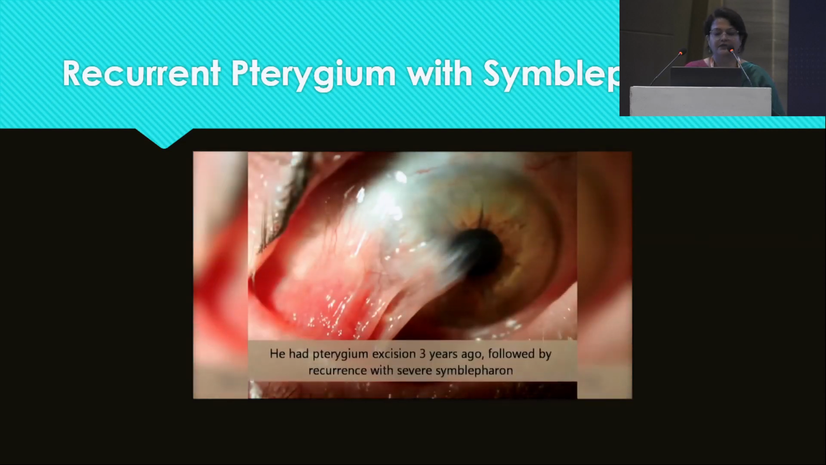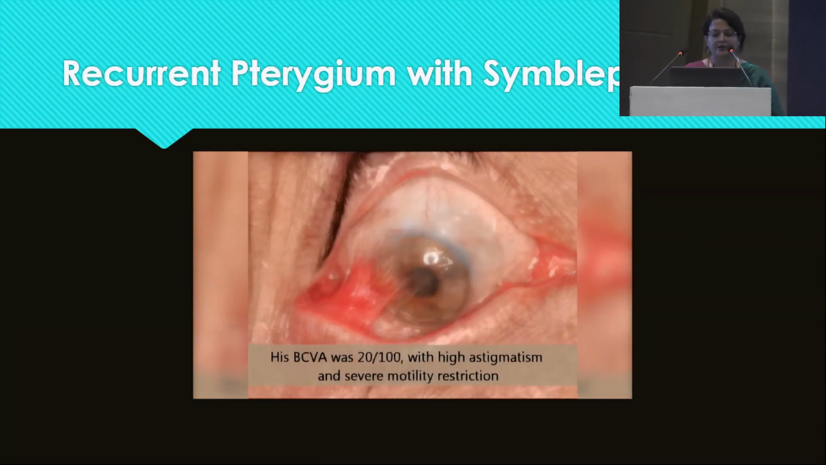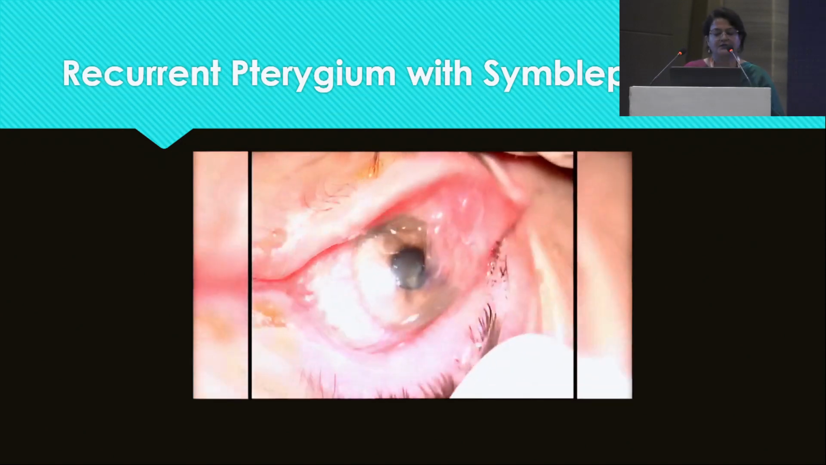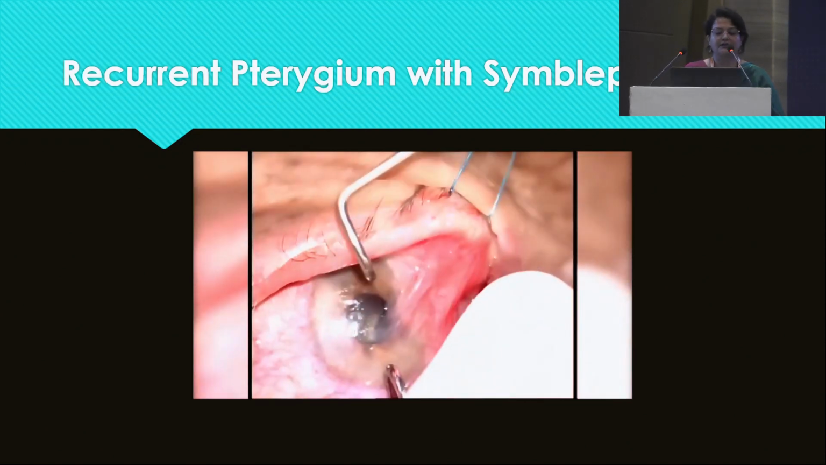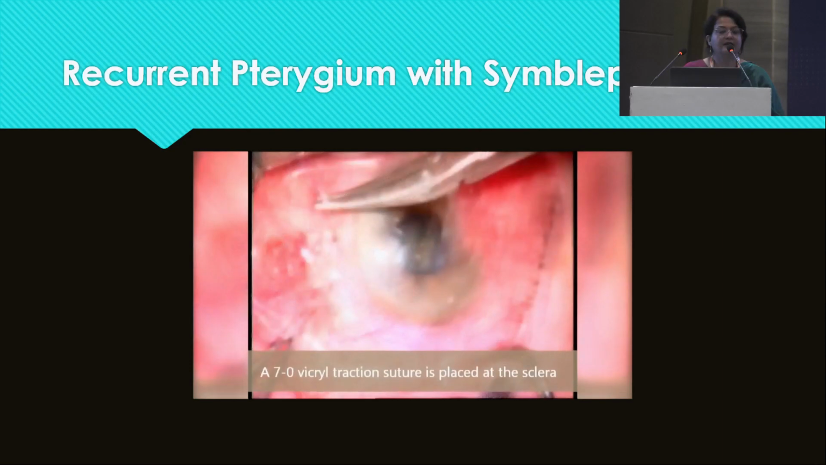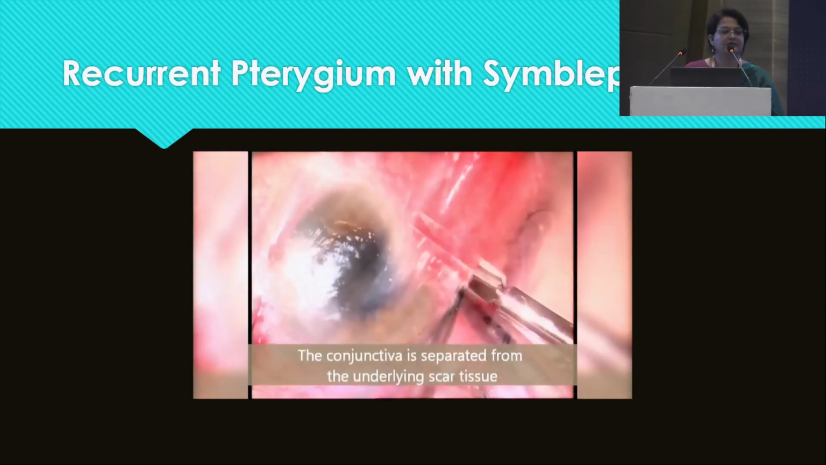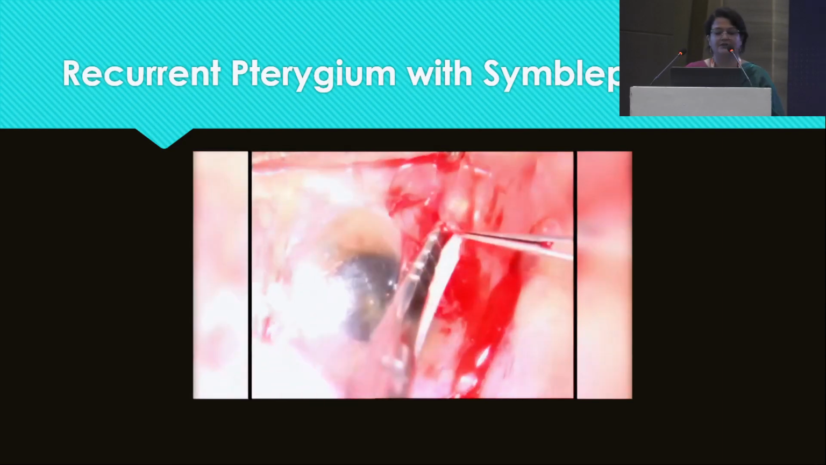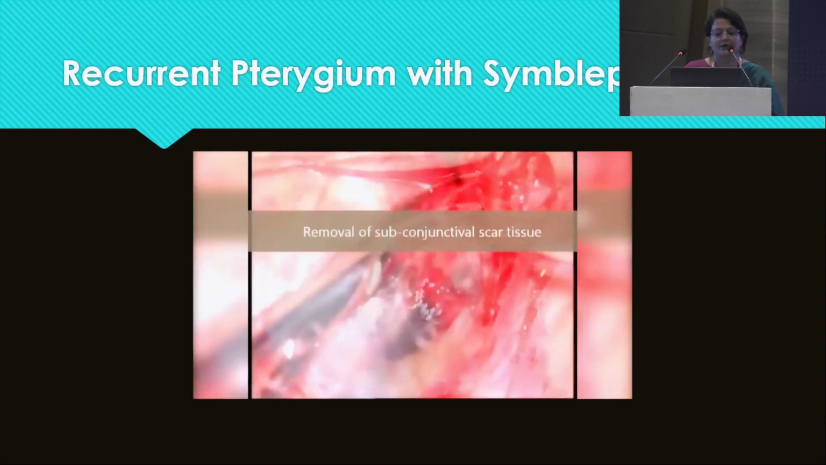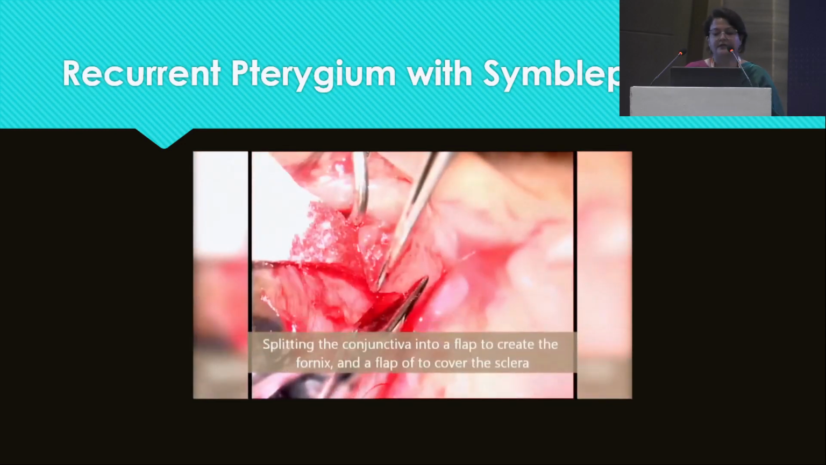Here is a patient where there is recurrent pterygium with a symblepharon. The symblepharon is causing visual problems and motility restriction. So this is best done with an oculoplastic surgeon with you if you are not adept at reconstructing the lid in that part. However, any good anterior segment surgeon will be able to do it.